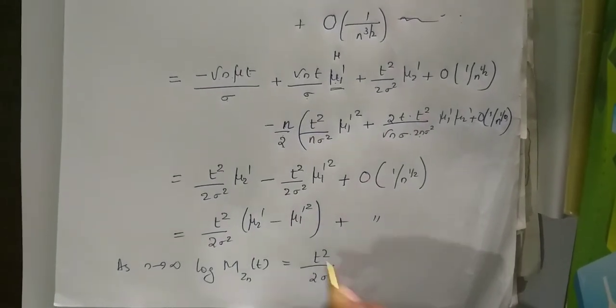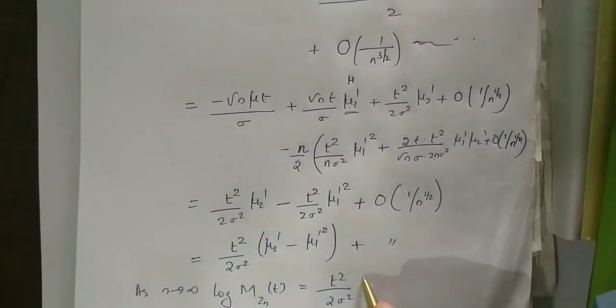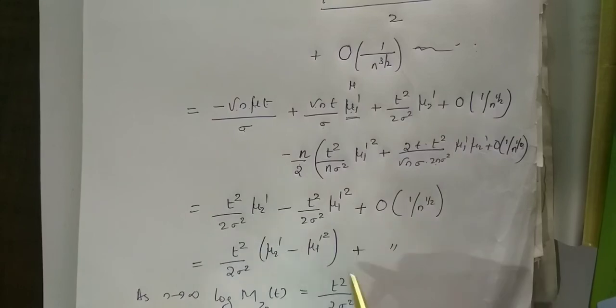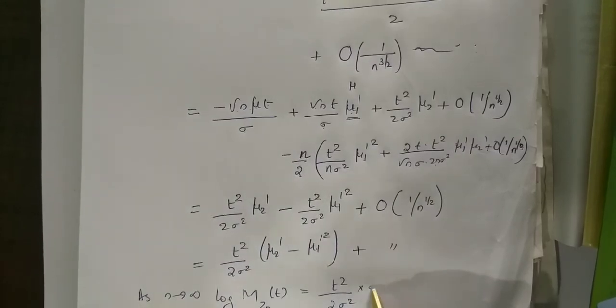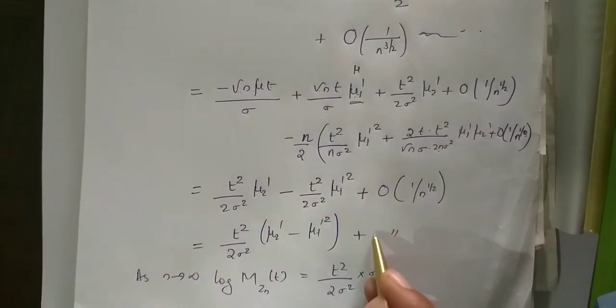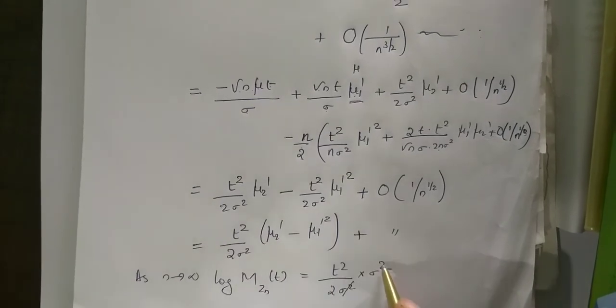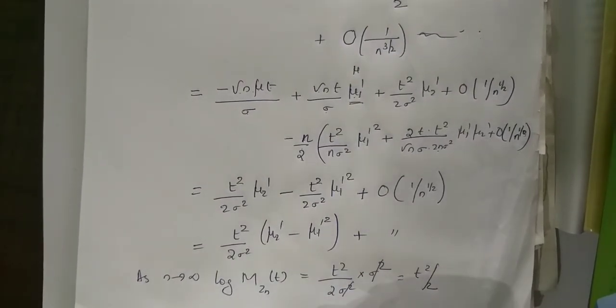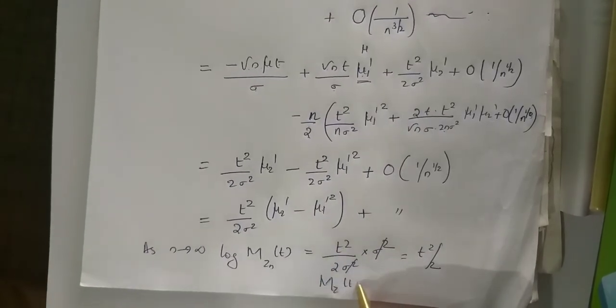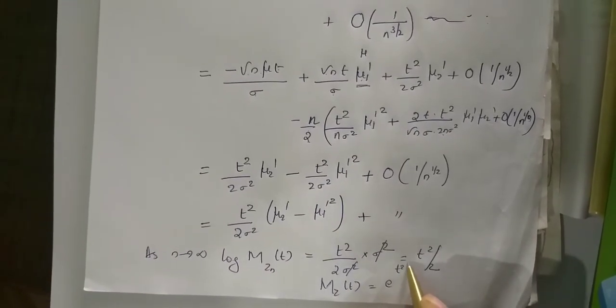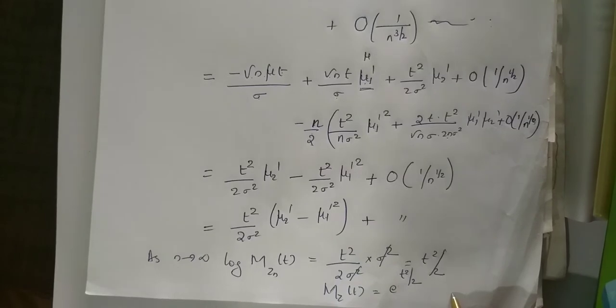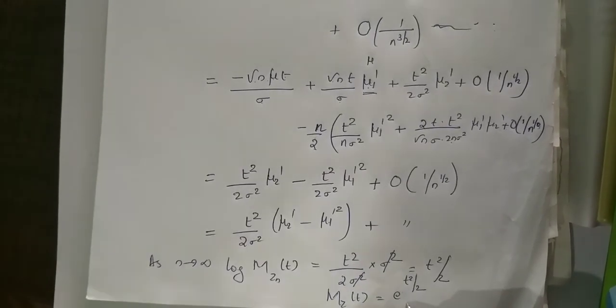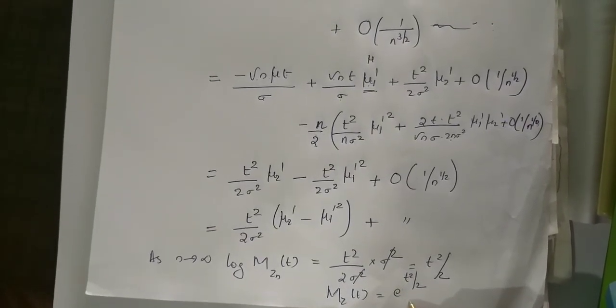Then as n tends to infinity, logarithm of m zn t is equal to t square by 2 sigma square of mu 2 dash minus mu 1 dash square, which is the variance mu 2. We know that mu 2 is sigma square, plus this term will vanish, so sigma square cancels, and this is t square by 2. Then m zn t is equal to e raised to t square by 2 as n tends to infinity, which is the MGF of the standard normal distribution.